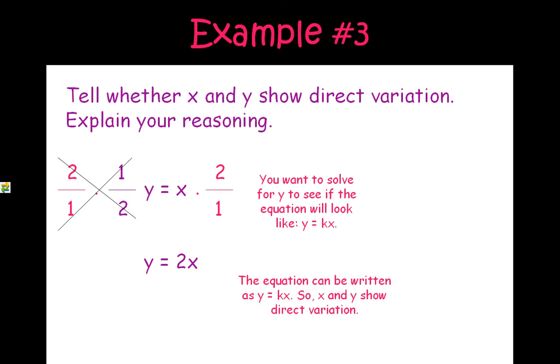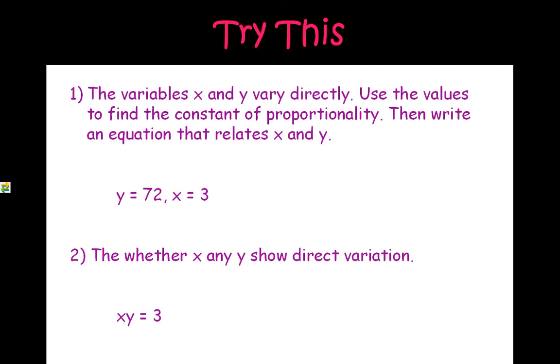So the equation does look like y equals kx. So x and y do show direct variation. And remember that 2 is our k. It is our constant of proportionality. It is our slope. It is our unit rate in a proportional relationship. Okay, try these on your own. See what you can do.